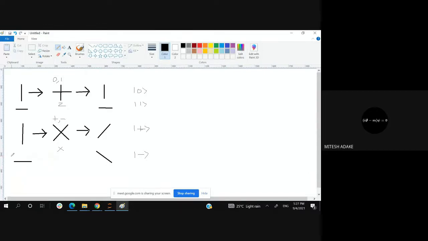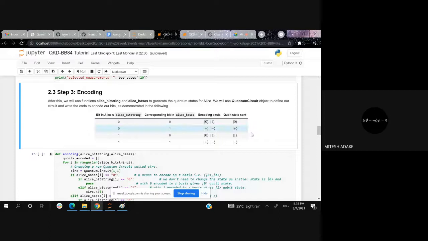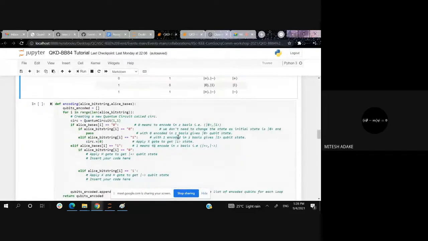So when photons are horizontally aligned and pass through the X basis, it will give a minus state. So plus state, you might know, is 0 state plus 1 state divided by root 2, and minus is 0 state minus 1 state divided by root 2. So this is how we obtain it, and this table will really help you to understand how the transition takes place and what qubit is obtained. So using this table, I've written the code.